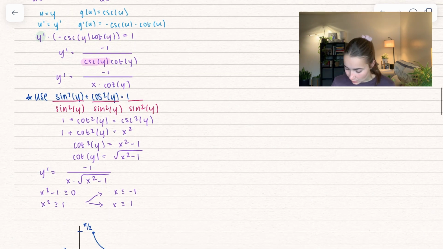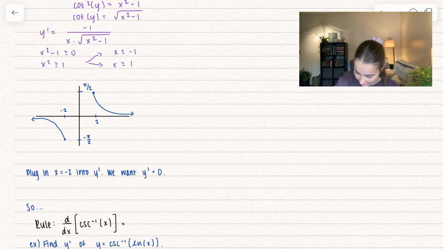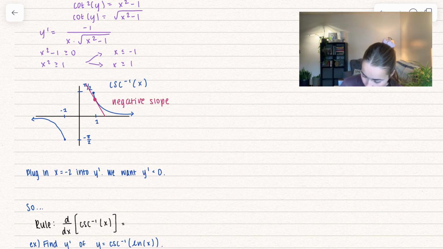So here I have the graph of inverse cosecant. Let me write that out. And I want to think about the derivatives, okay? So when I think about the derivatives, I have to think about the slope of the tangent lines. So let's go ahead and take the slope right here. If I were to draw on that tangent line, right, it would look something like this. And if I look at the slope, that's going to have a negative slope, which implies that we need to have a negative derivative.